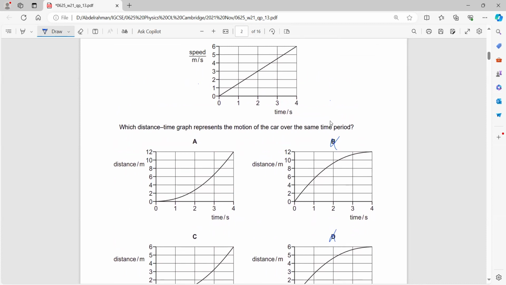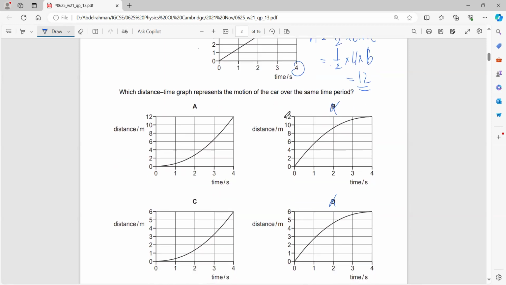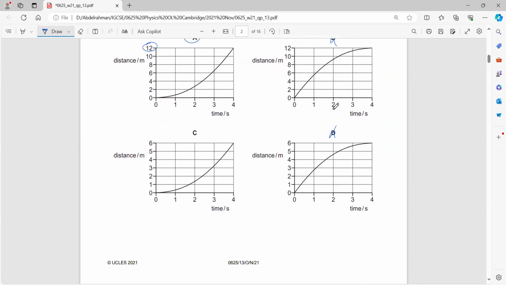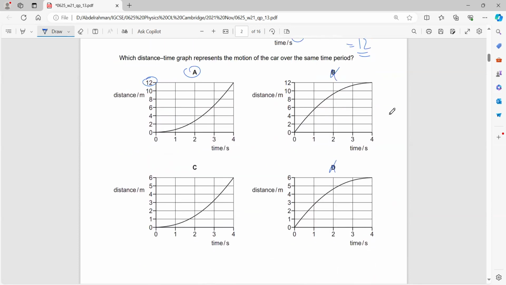All you need to do is find the distance traveled. How can I find the distance traveled? It would be the area under the graph, half times base times height. So half times 4 times 6 is 12. After a time of 4 seconds, it had reached a distance of 12 meters, which is A. Okay, and A would have a total distance of 12 meters. Any questions?